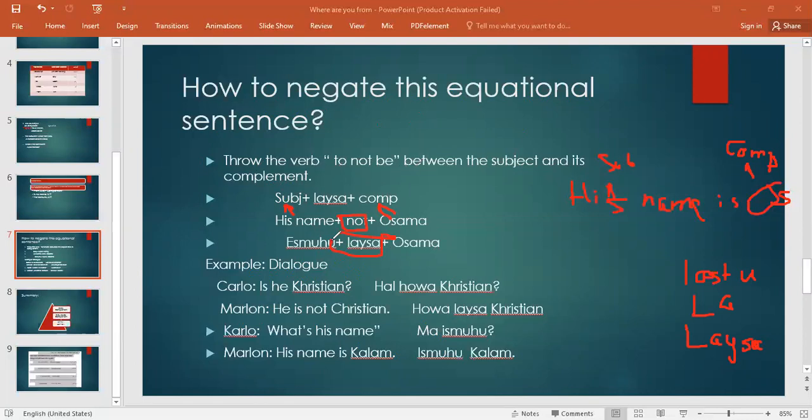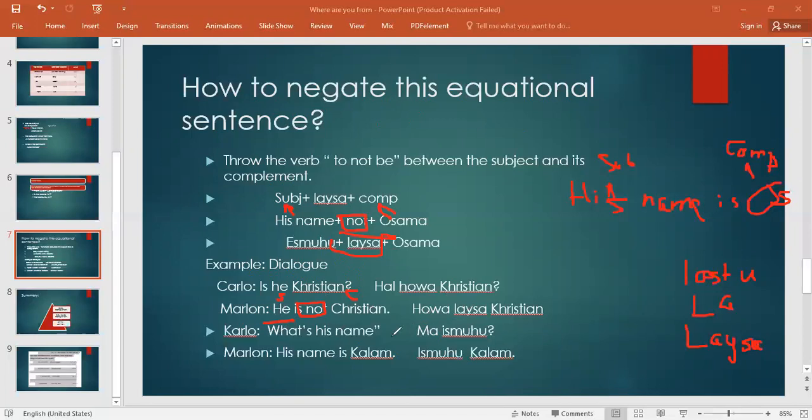Let's apply it as a dialogue using what we've taken in these two slides. Carlo is asking Marlon, is he Christian? He's forming a yes or no question, so هل, he is what, هو. It's not always necessary to use "his name"; let's use another pronoun. So هل هو Christian? Marlon says he is not Christian. He is the subject and Christian is the complement, and here we have "not", so we add laysa. So هو ليس Christian.